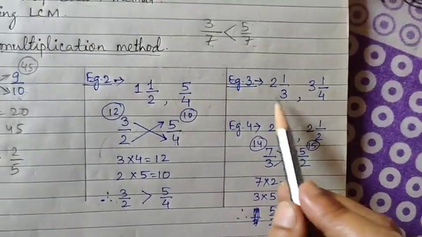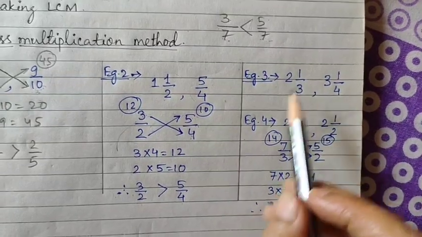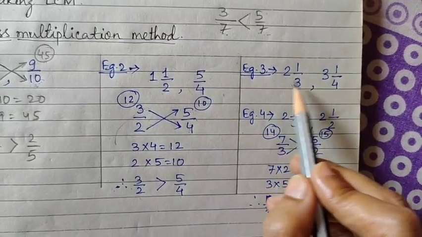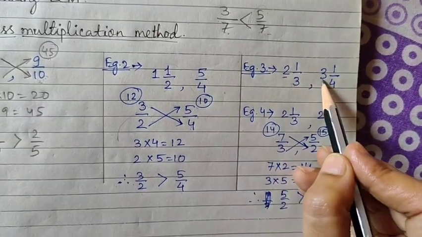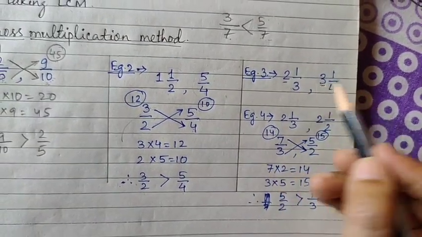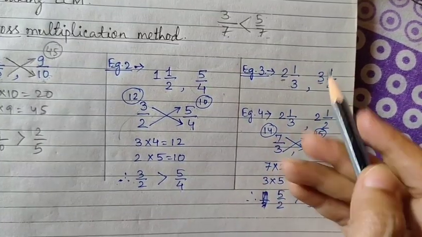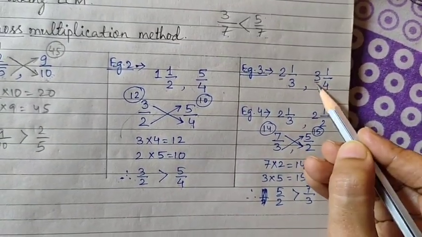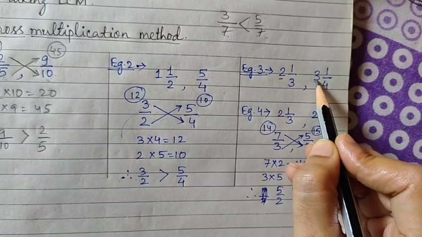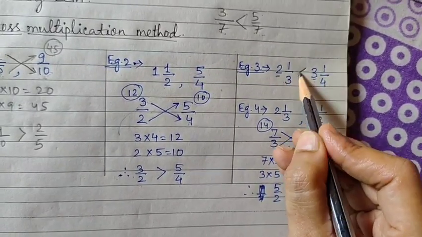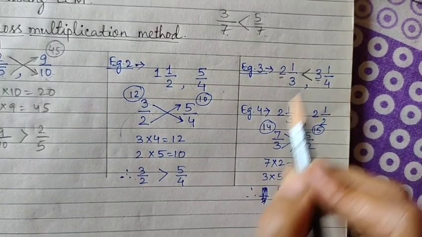Example 3. If you have been given two mixed numbers, see, first you have to compare the whole number part. You see, it has 2, it has 3. So obviously is the 2 whole part greater or the 3 whole part greater? 3 is greater. So यहाँ पे और कुछ नहीं करके directly you can write as 3 is greater than 2. So the second one is greater.